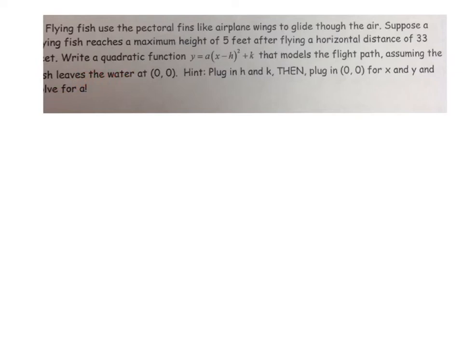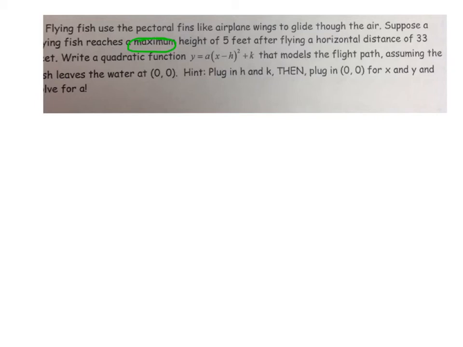Okay, so I'm going to read this real quick. Flying fish use the pectoral fins like airplane wings to glide through the air. Suppose a flying fish reaches a maximum height of 5 feet after flying a horizontal distance of 33 feet. Write a quadratic equation that models the flight path, assuming that the fish leaves the water at 0, 0. I know maximum is an important word.